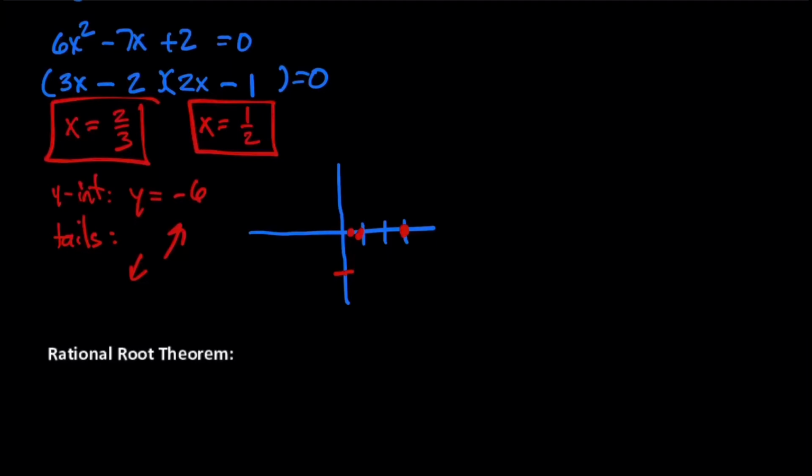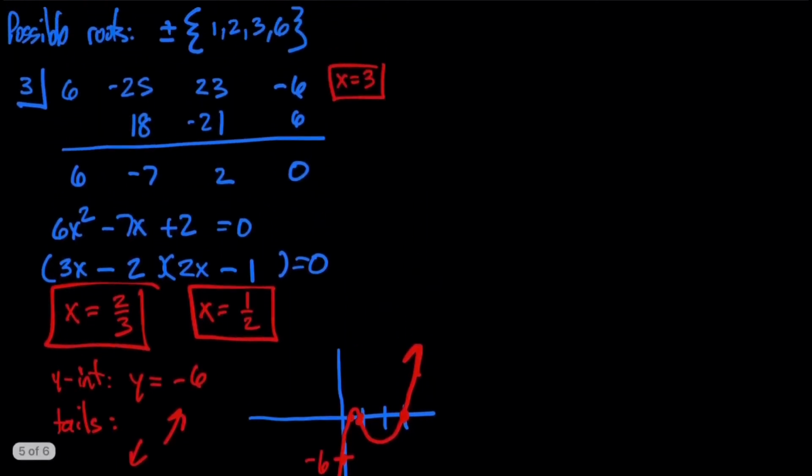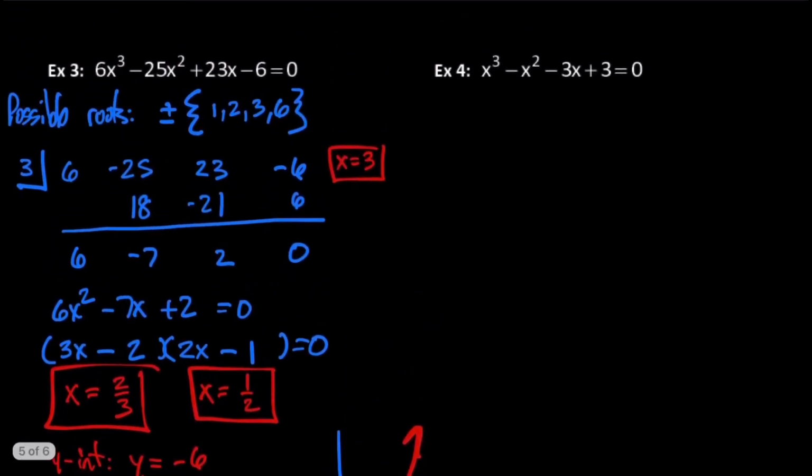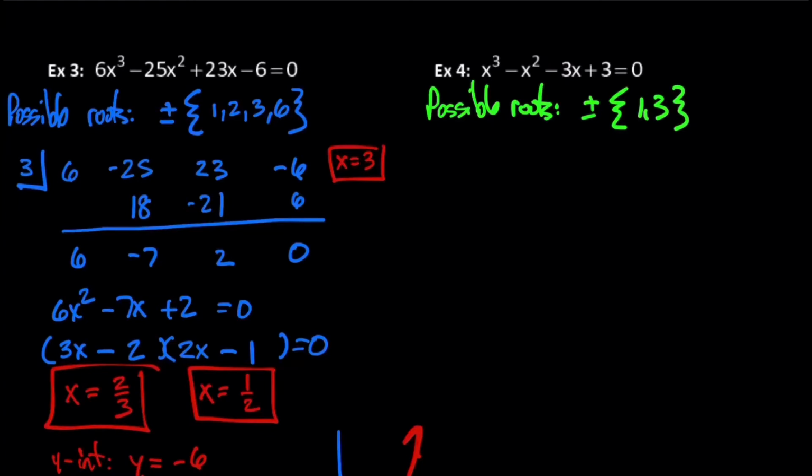And I've got a y-intercept of -6. So it's going to come up through, just above, down, and then back up. So there's a good sketch of P of x. All right, let's try one more. So in this one here, let's list our possible roots. It's going to be plus or minus all the factors of 3. Well, that's pretty easy, 1 and 3.